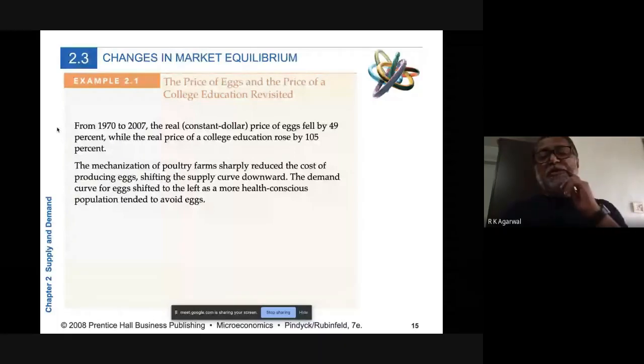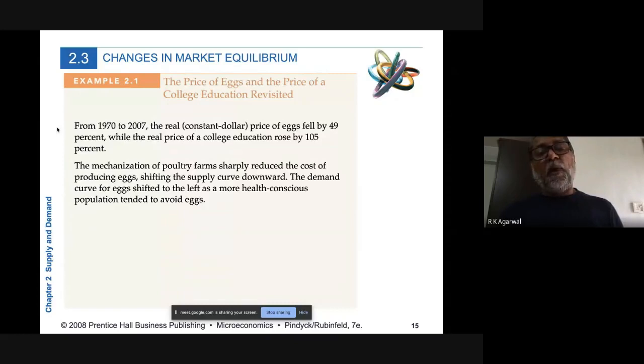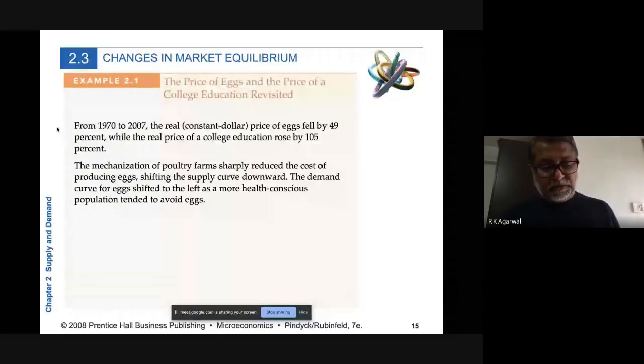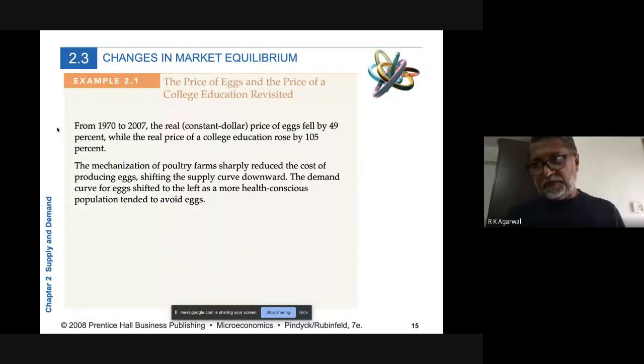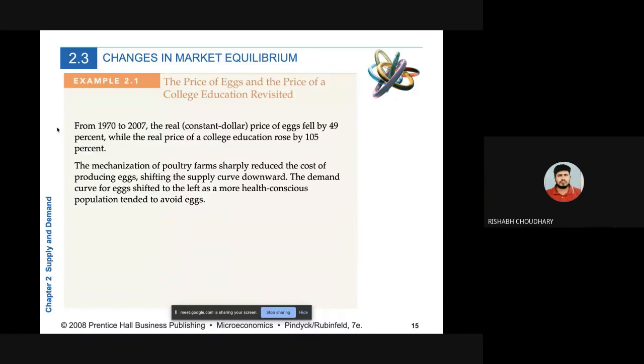Now, can you then try and figure out why college education may have gone up, or why the price of college education may have gone up? I'm sure you'll be able to. Yeah, why? People may have realized the importance of education, that education is important.